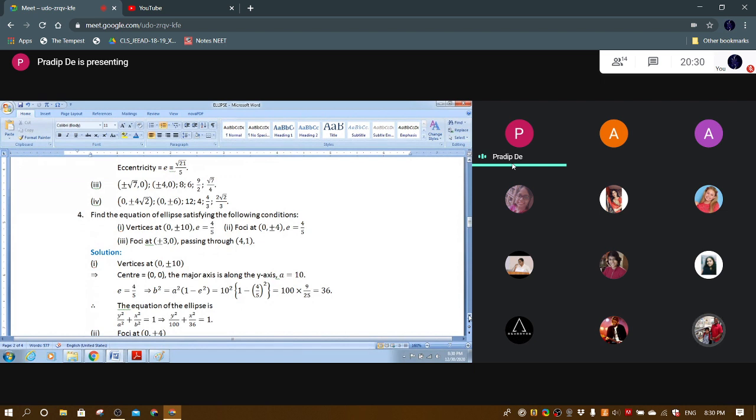Yes, sir. Can you tell me? Foci at 0, comma plus minus 4. What information do we get from this? E is 4/5. Type 2. Type 2. Very good. Type 2. Center at the origin. Yes. Major axis along the y-axis. What is the distance between the center and the focus?